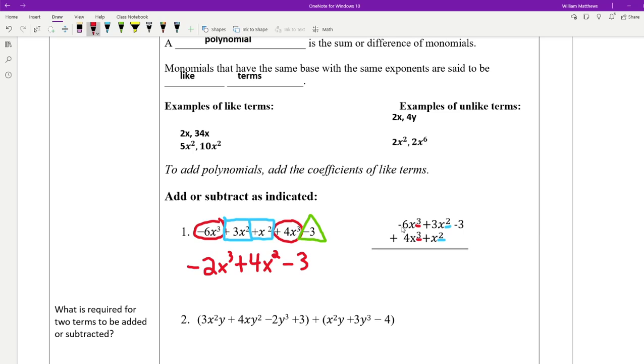So in this case, you follow the same steps. You still have -6 plus 4, which was a -2, in terms of our x cubed. We have our 3 plus 1 for our x squared. 3x squared plus x squared is a total of 4x squared. And then we have nothing to combine with the -3, so it stays -3.